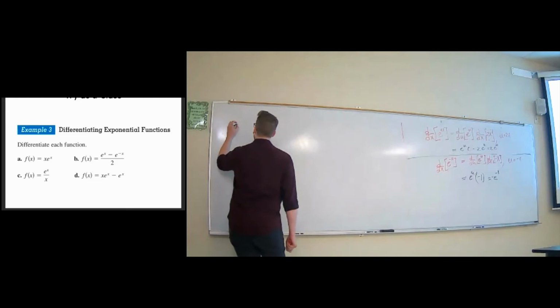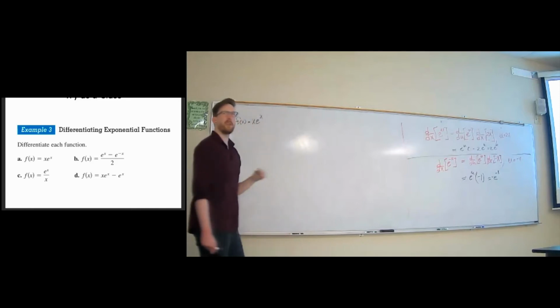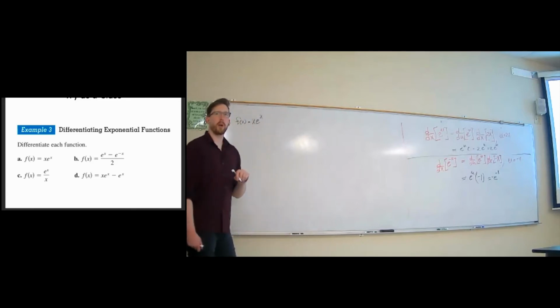A says that the function f of x is equal to x times e to the x. Well, here we're gonna have to use the product rule. Agreed?